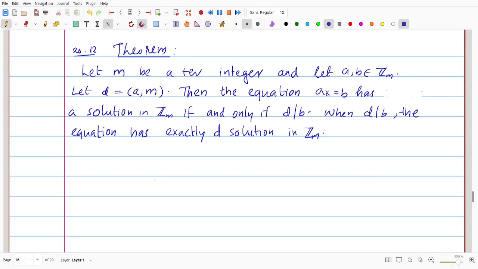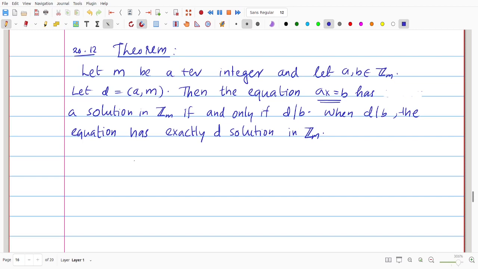Next we prove Theorem 20.12. In this theorem we consider again the equation Ax equal to B. If D is the GCD of A comma M, the previous consequence we proved says that if D is equal to 1, then it has only one solution modulo M. Then if the GCD is not 1, suppose GCD is D, then there exists a solution if and only if D divides B.